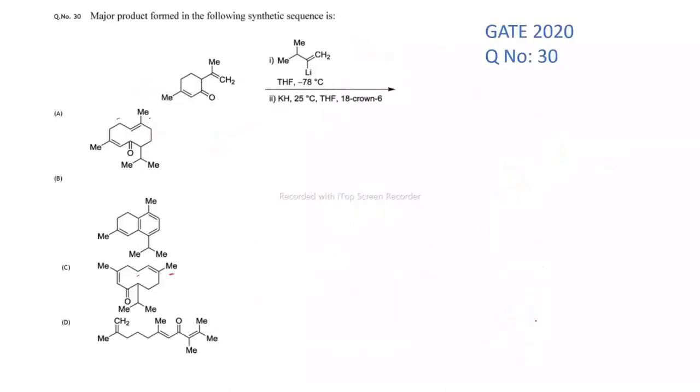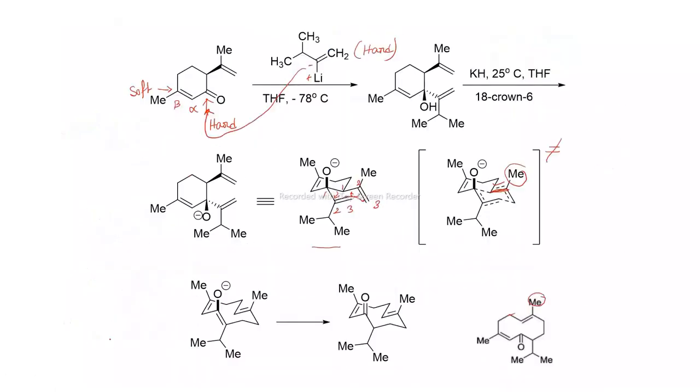So our product will be option A, not option C, because that is not possible. Similarly, there is no question of aromaticity here, because you would be getting more double bonds, which is not possible. This type of ring fragmentation is also not possible. That's why our right option is A. For this type of topic, you can watch the NPTEL video. Thank you.